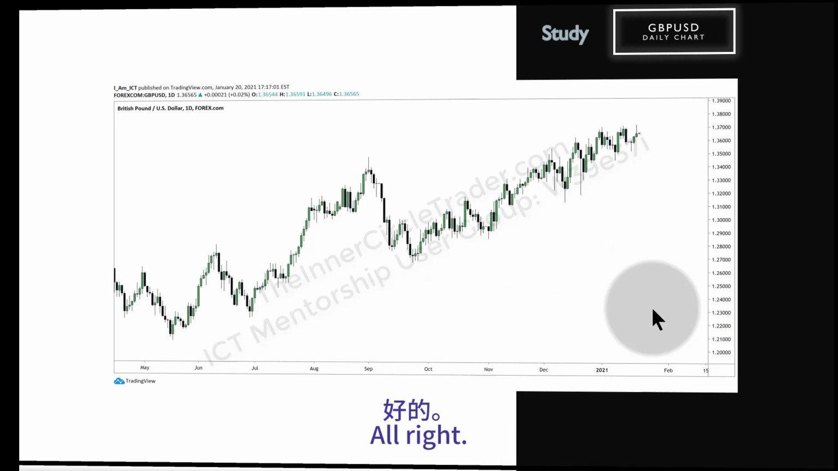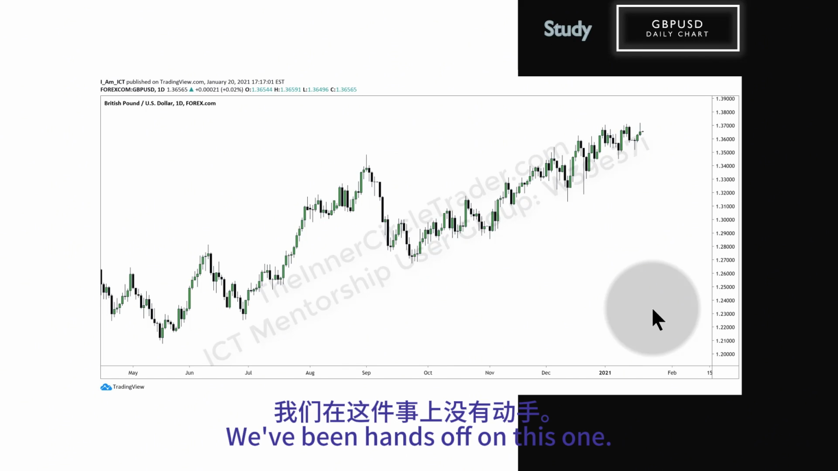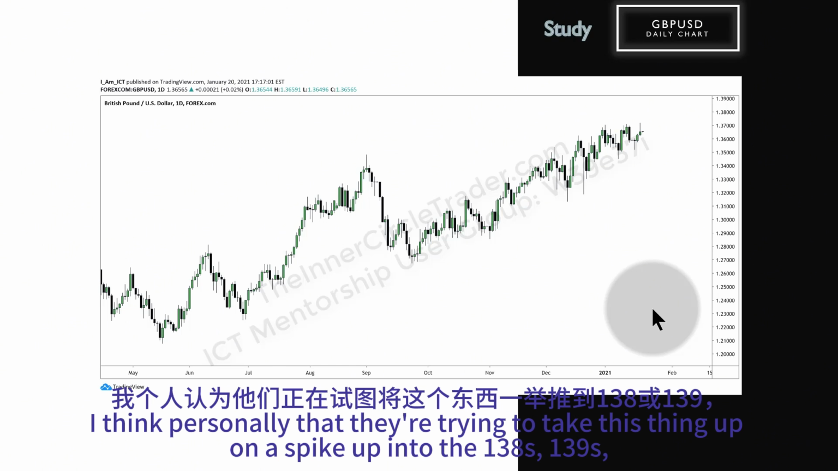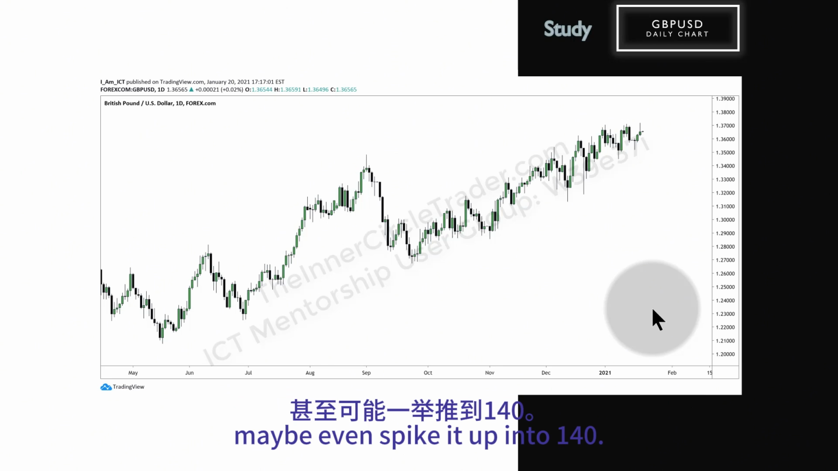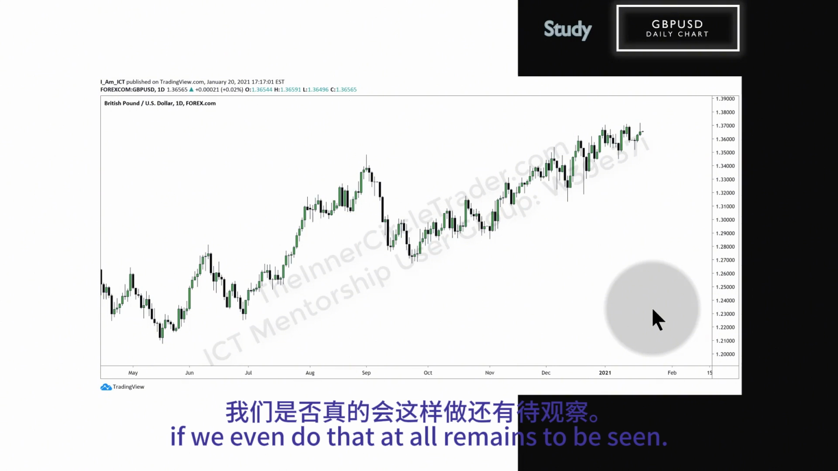All right, finally, we're moving into cable. I'm gonna try to go through this one pretty quick. We've been hands off on this one. You can see it's still trying to press higher. I think personally that they're trying to take this thing up on a spike up into the 138s, 139s, maybe even spike it up into 140. And what we do, if we even do that at all, remains to be seen.